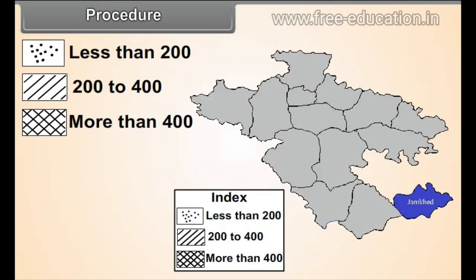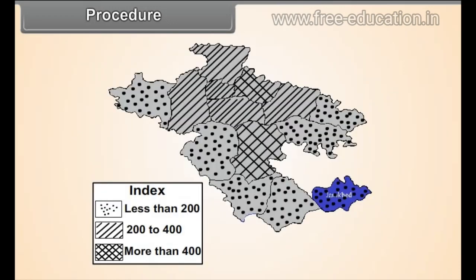Use dark to faint shades for higher to lower density values. Give proper shades to different talukas on the basis of their density values and complete the map. Prepare an index and show the same in the map. This is how a choropleth map is prepared.